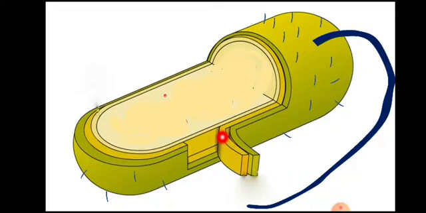Cell membrane is present in all types of prokaryotes, whether it is cell wall containing bacteria or cell wall lacking bacteria. Plasma membrane has to be there, which is principally made up of phospholipids. The structure of phospholipids we have already studied.